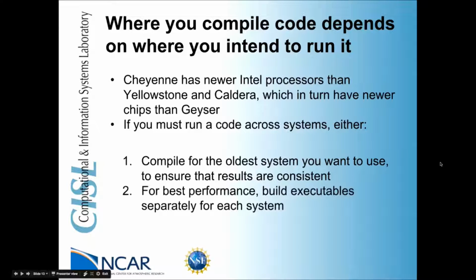Now that's if you want to save yourself a little compile time, but probably the better idea is to build versions of your executables separately for each system. That'll give you the best overall performance. So if I build using optimizations on Yellowstone, and then I build another one using optimizations on Cheyenne, they'll both run to the maximum potential, given all these other caveats on each system.